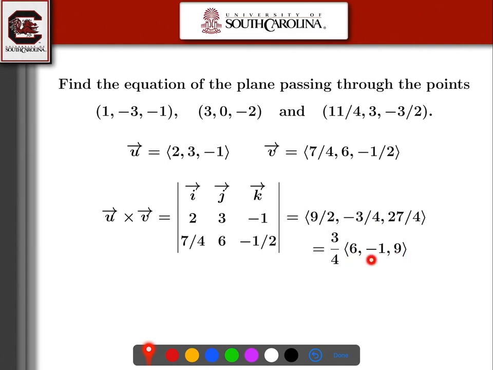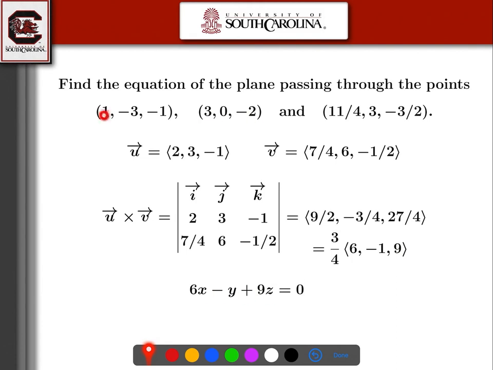And why does this make sense to use this vector? Well, these vectors are multiples of each other. If this is normal to my plane, this will also be normal to my plane. So this is a vector that's normal to the plane we want. And so I can use the 6, negative 1, and 9 for the coefficients of x, y, and z. So I get 6x minus y plus 9z. And then I get it equal to something, and I figure out what the something is by using that these points have to be on this plane.